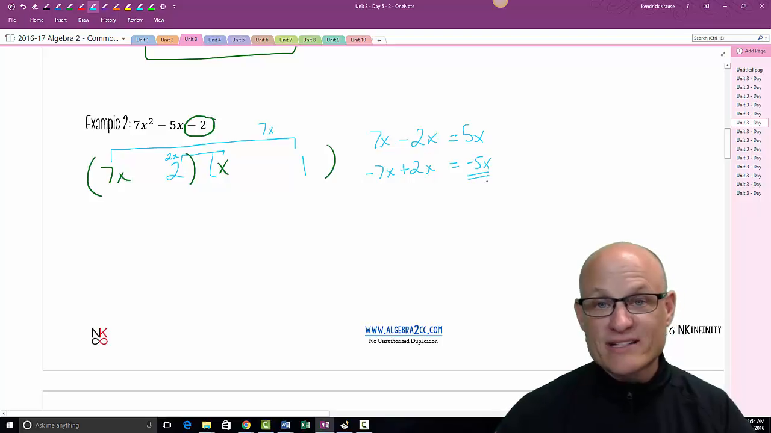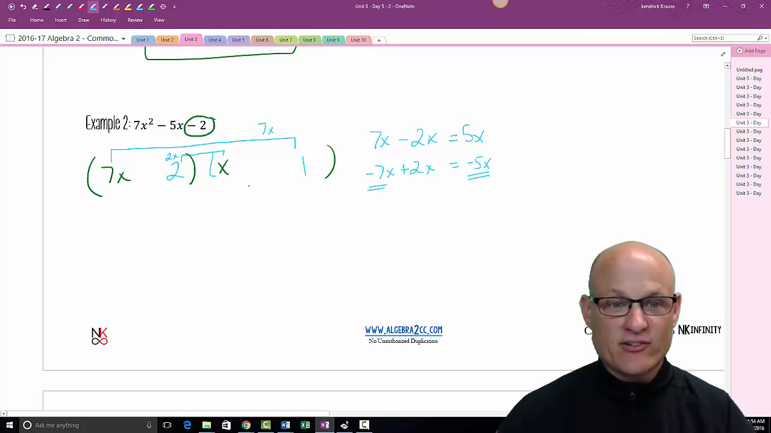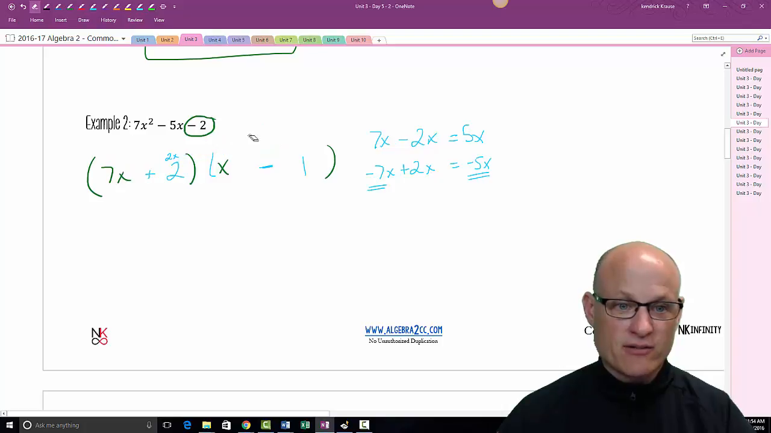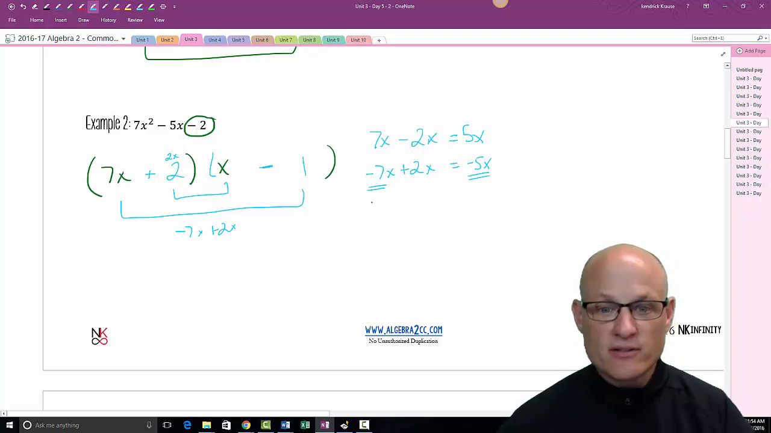And since I want negative 5x, I need to make sure that the 7 is negative. Now the 7 came from multiplying these two together. So the negative goes here and the positive goes here. And just check that, make sure you get that right. Again, this is negative 7x and positive 2x. Boom, negative 5x. Done.